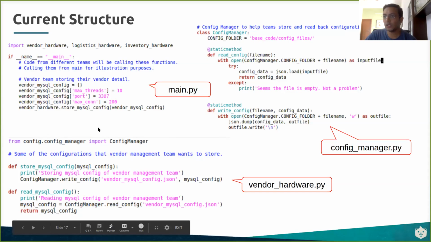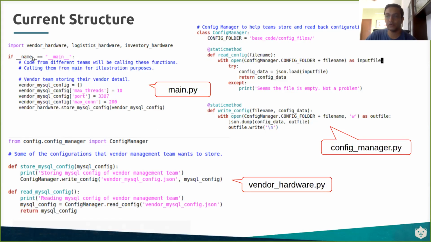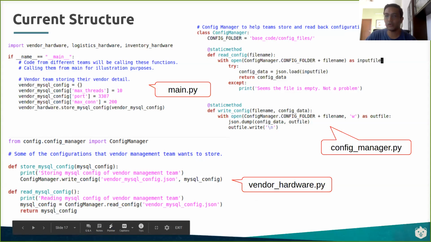So each of the teams have this. Each of the teams have their own product where they're using the same configuration manager. So ignore the main.py in terms of the learning for this particular byte. What we should focus on is each team. This is the vendor hardware.py, right? If you go and look at the code base, you will see a couple more teams have their own Python files, their own product classes. But the common thing is all of them are using this config manager write config and read config. Correct? So let's move from here.